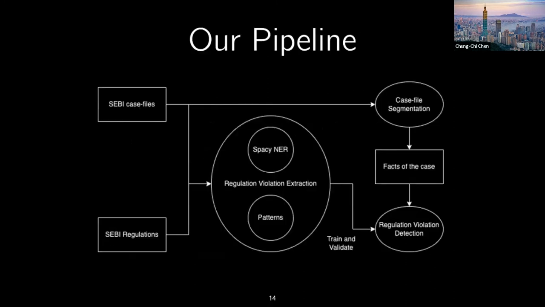To give a brief summary of the pipeline that we've described so far, we have 2 major data sources, SEBI case files and SEBI regulations. From SEBI regulations, through spaCy NER and patterns, we identify which regulation has been violated. And through our case file segmentation model, we identify the other facts of the case. Pooling this together, we now have labels and data, and we train and validate with a supervised machine learning model. In the following sections, we'll discuss our approaches to the model and the results that follow.